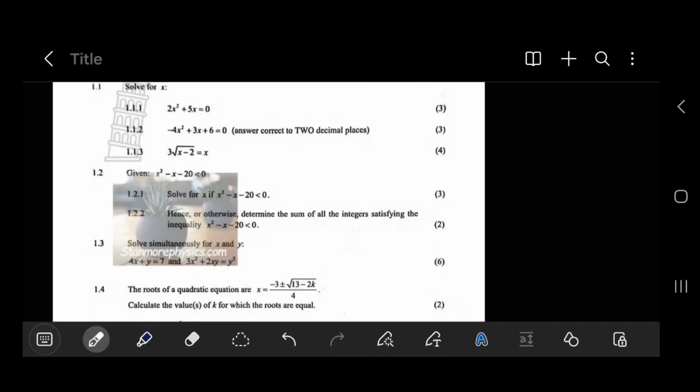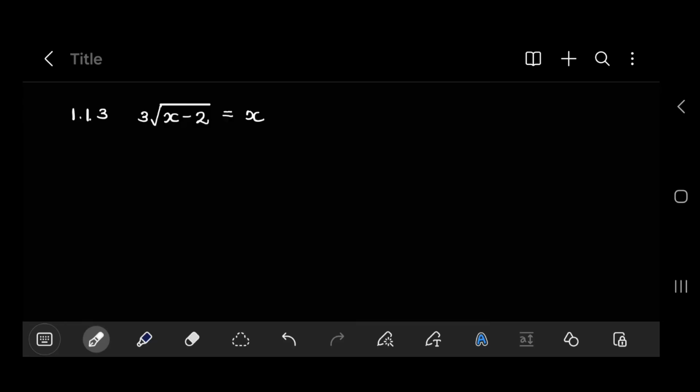Now going on to 1.1.3, we've got 3 square root x minus 2 is equal to x. And this is a typical grade 11 style question. Your aim here is to start off by isolating the surd, meaning that we want to get the surd alone. So here's what we can do. We can divide both sides by 3. So on the left-hand side, we're just left with the surd. And on the right-hand side, we have x over 3.